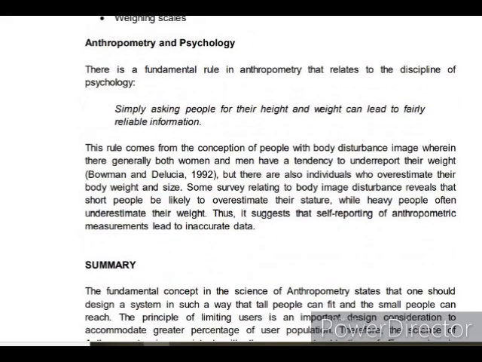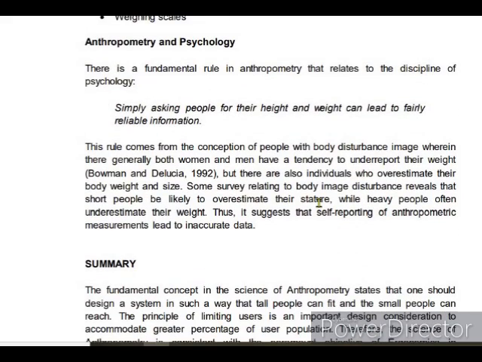Next, anthropometry and psychology. There is a fundamental rule in anthropometry that relates to the discipline of psychology. So what is it? Simply asking people for their height and weight can lead to fairly reliable information. So we can do that. This rule comes from the conception that people with body image disturbance, both women and men, have a tendency to underreport their weight. But there are also individuals who overestimate their body weight and size.